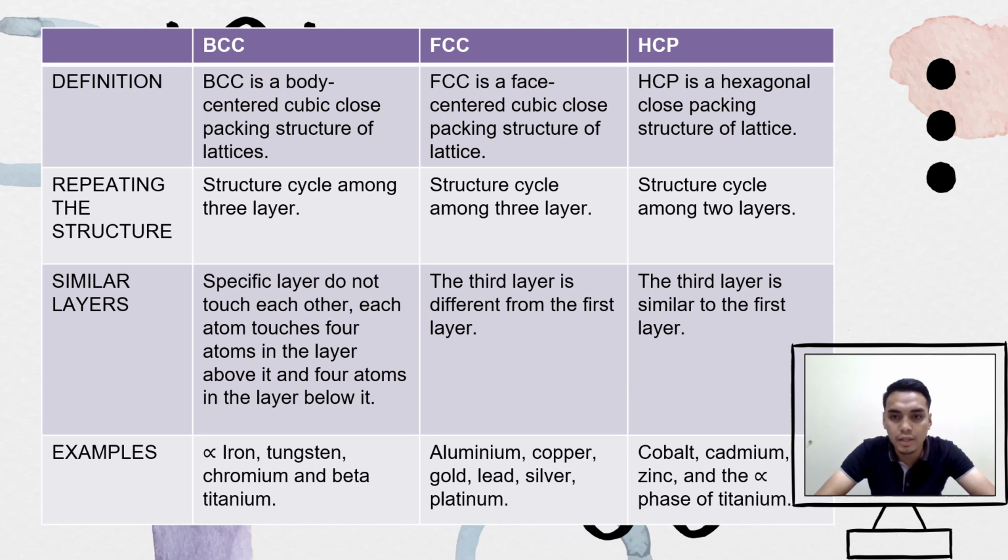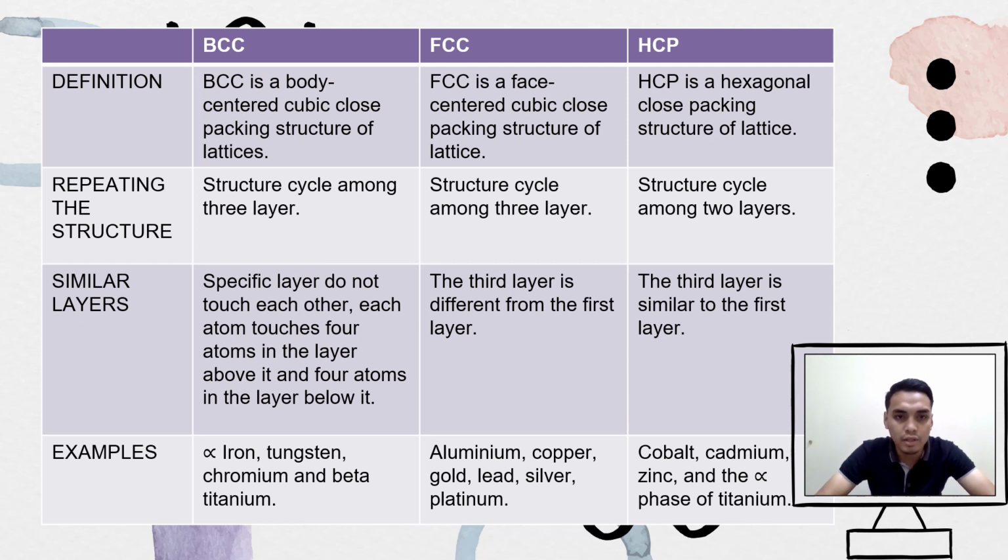And the HCP cycles among two layers. For the similar layers, a specific layer does not touch each other; an atom touches the atom in the layer above and the atom in the layer below it for the BCC. And for the FCC, the third layer is different from the first layer, and for the HCP the third layer is similar to the first layer.